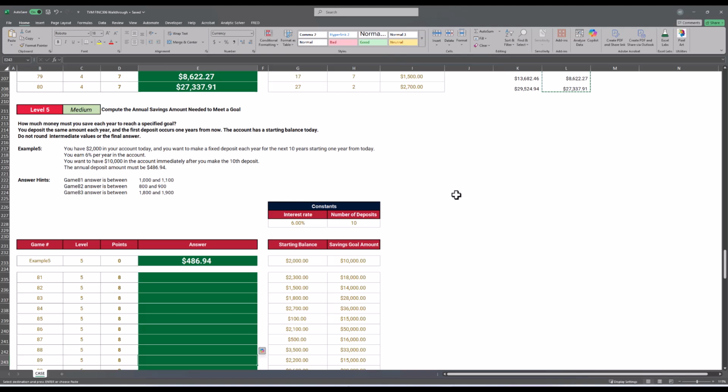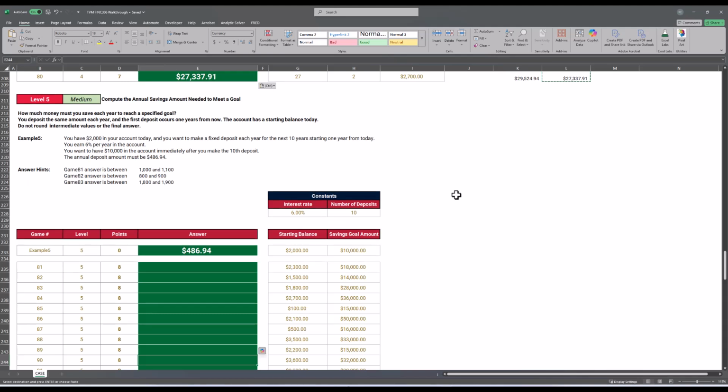Level 5. And we're going to compute the annual savings amount needed to meet a goal. So we're going to calculate an annuity payment. So we're going to use the payment function. But this one's a little bit more complex because not only are we making equal payments each year, but we're actually starting with some amount. And so that starting balance is going to translate to a PV in my payment formula.